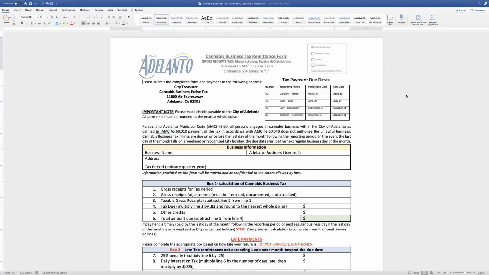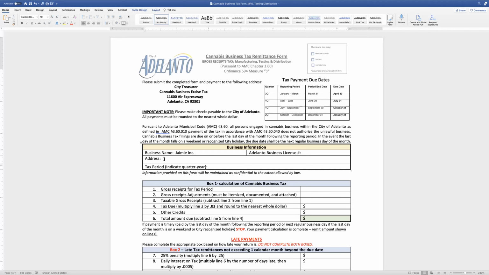The first thing you'll want to do is complete the yellow portion of the tax remittance form. This is your basic business information. So here you'll want to put your business name, just put Jamie Inc. Next, you'll want to put your Adelanto business license number. This number can be found on your business license application that was approved through HDL. If you're not sure what it is, feel free to give us a call and we can provide it to you.